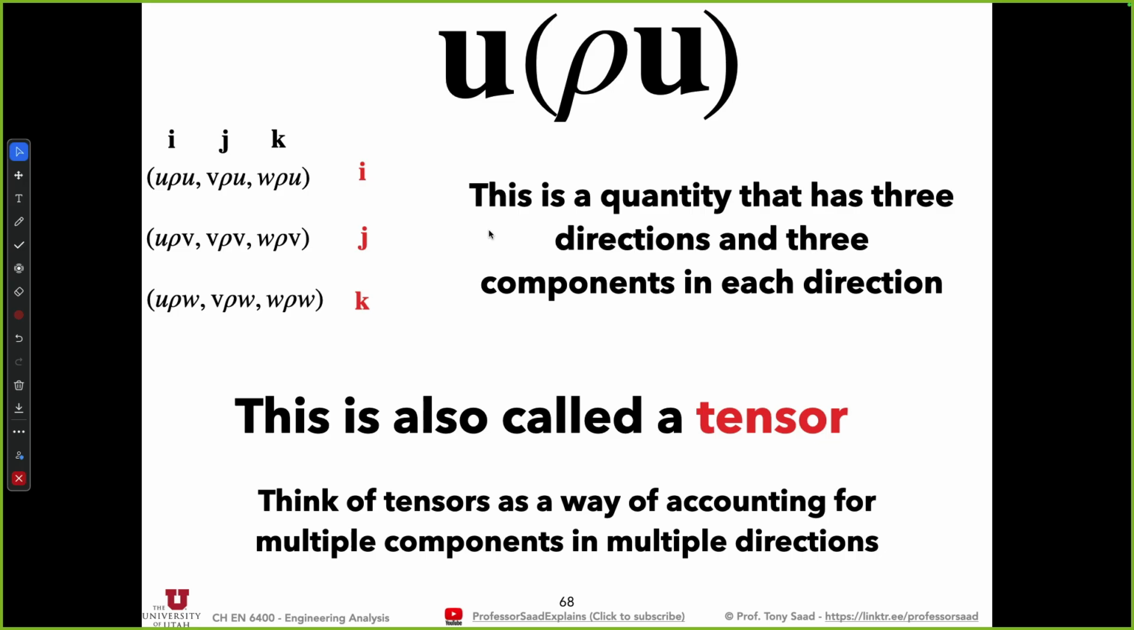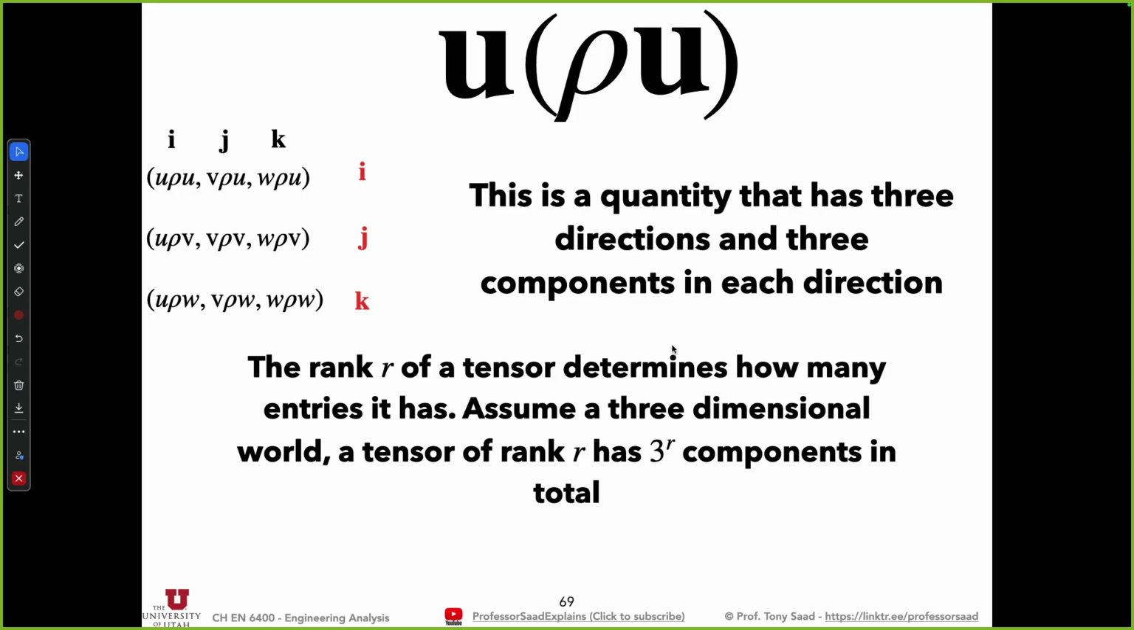You have 3 directions and 3 components per direction. And this makes sense because I have 3 momentum components, each advecting in 3 directions. Together, there's 9 total entries that describe this entire advective process. And we call that a tensor. It's simply a mathematical object that allows you to account for 3 directions and 3 components per direction. Tensors are more general, okay? They're much more complicated than this limited application. So we're going to keep it at that, but I'll define it.